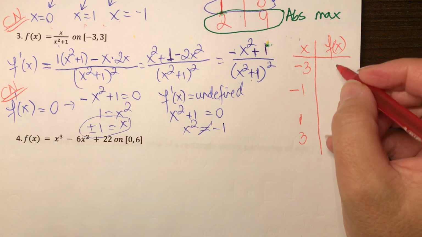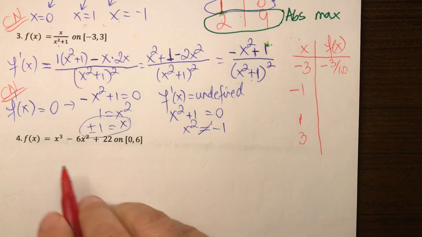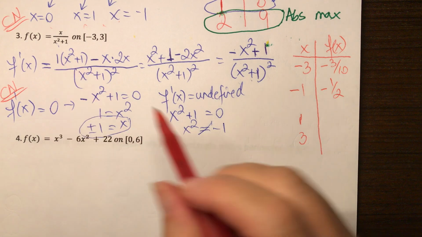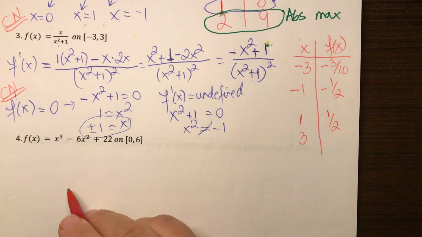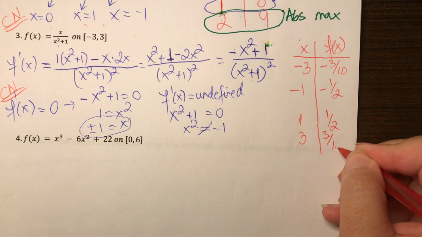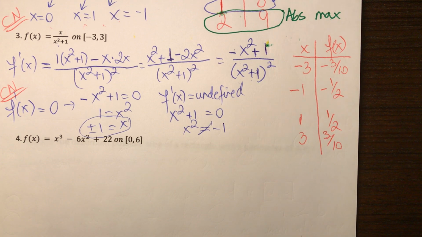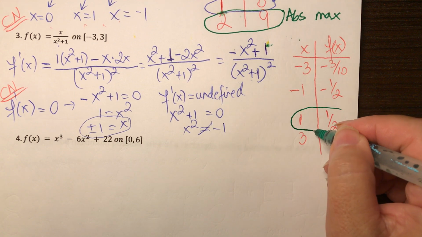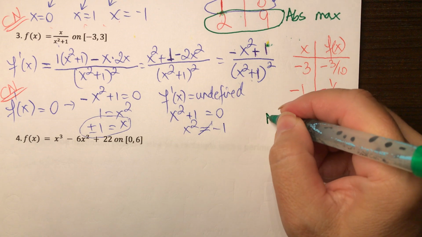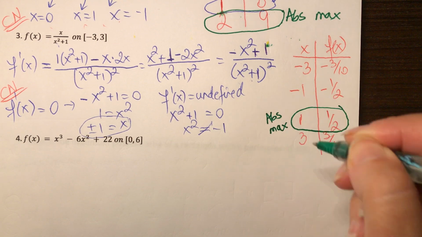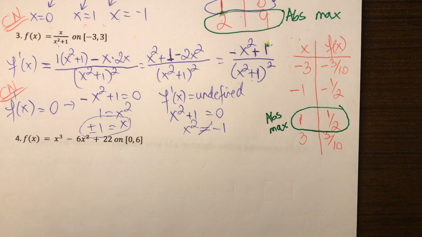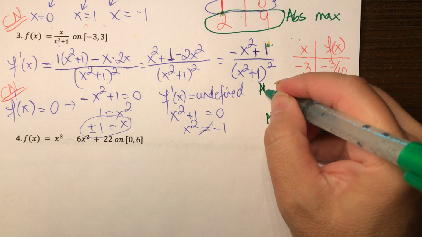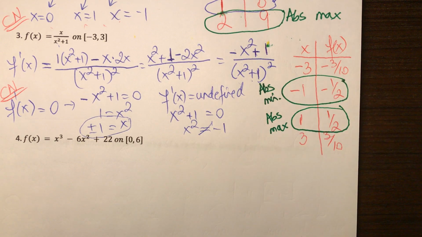Negative 3 over 10, negative 1 over 2, positive 1 over 2, and positive 3 over 10. So of these values, which one's the highest? In fact, 1/2 is more than 3/10. Okay, and the lowest is negative 1/2, the lowest value for y. Okay, and this is it.